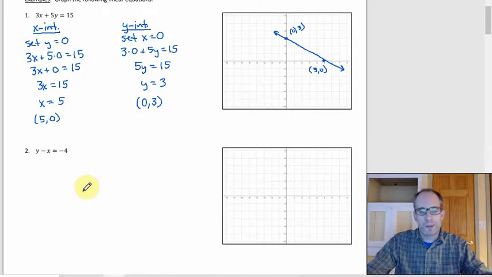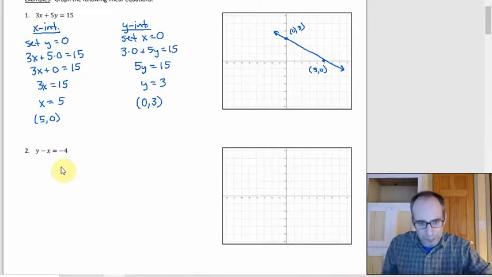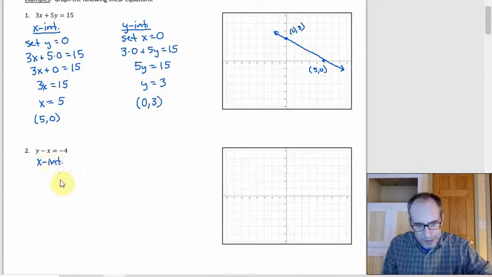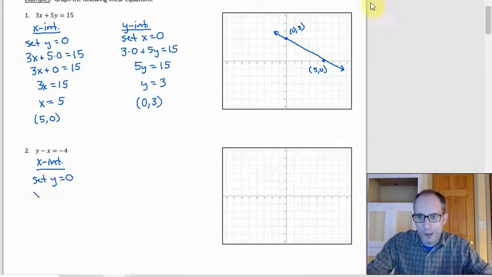standard form, even though it looks a little bit different. So we're going to get the x-intercept, then we can do what we did last time and set y equal to 0. So then we'd have, oops, that's not what I wanted. I jumped ahead of myself there.